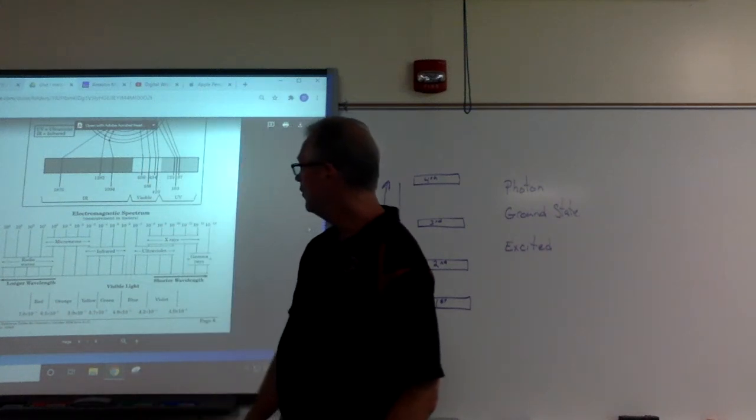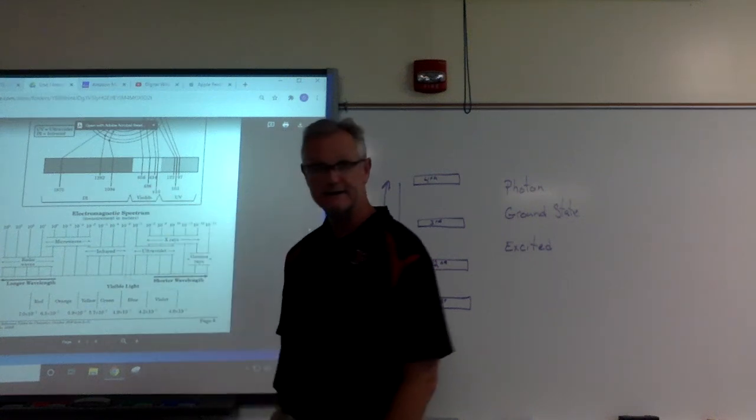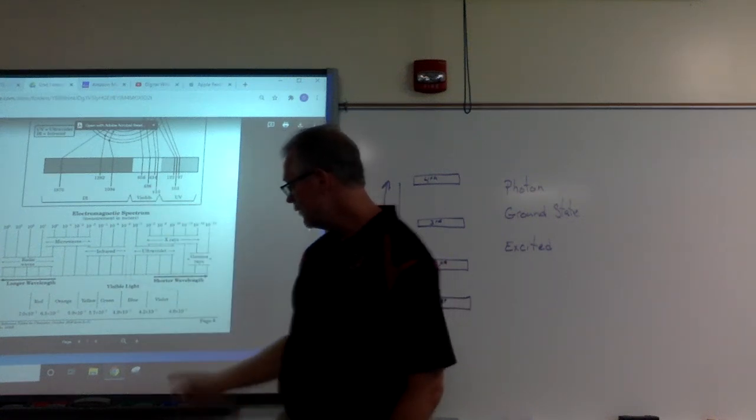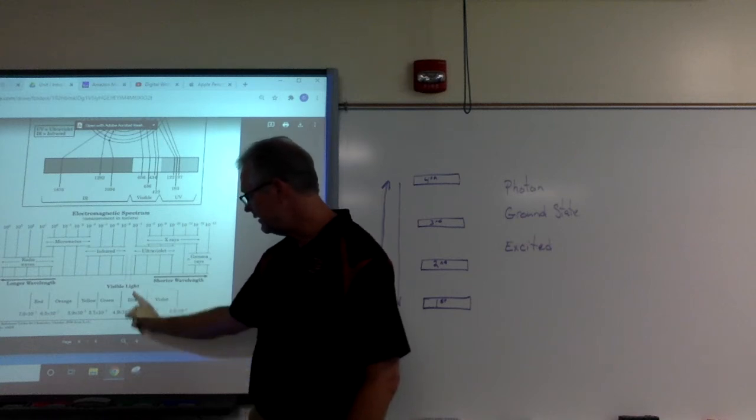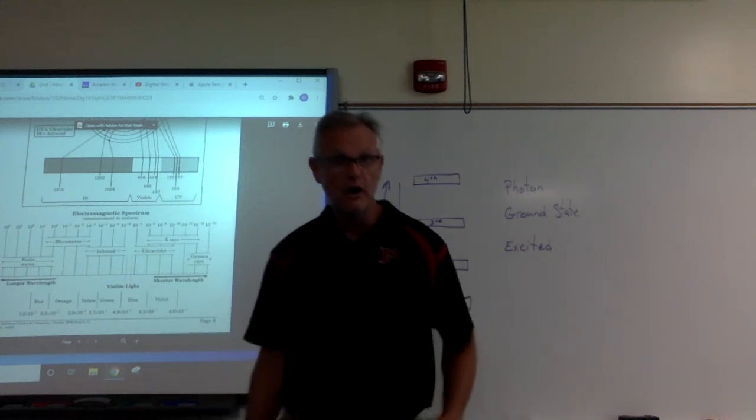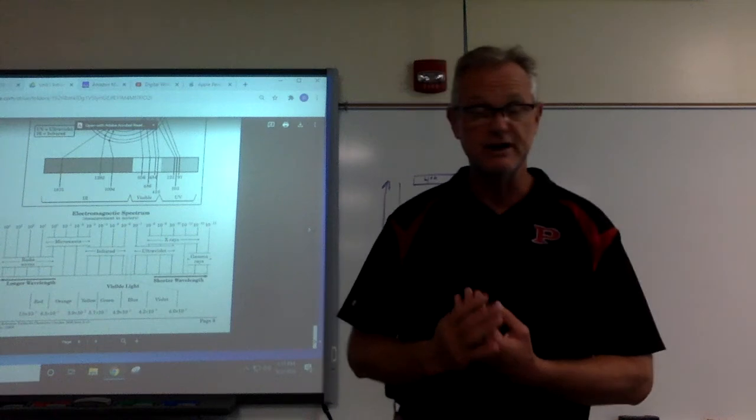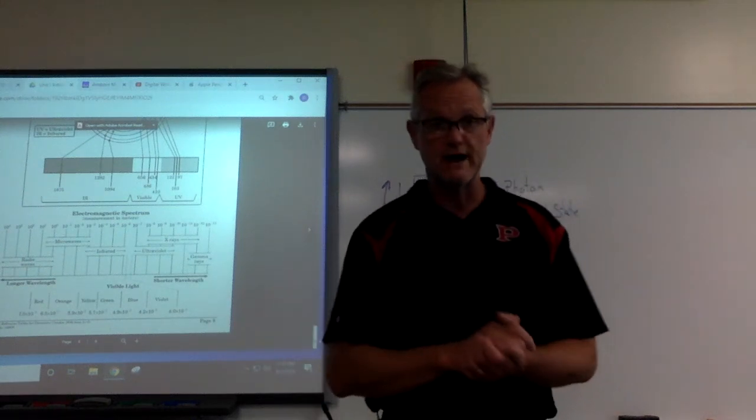So if I said, well, what would 486 be on the visible spectrum? 4.86 would be somewhere right in here, so hey, that'd have to be blue. So now we have three types of questions that we can answer from our Bohr diagram.